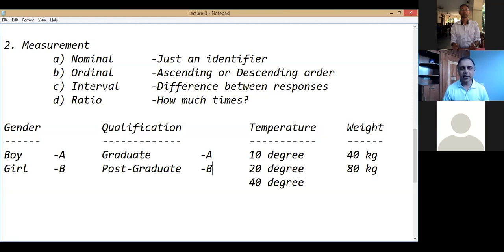Now please tell me, can I conclude B is more qualified than A? Does it make sense? I hope it is making sense. We can say, yes, we can compare the categories, and with only this data, I can say that B is more qualified than A. So we have two things. I know A is a graduate, B is a postgraduate, and I also know B is more qualified than A.